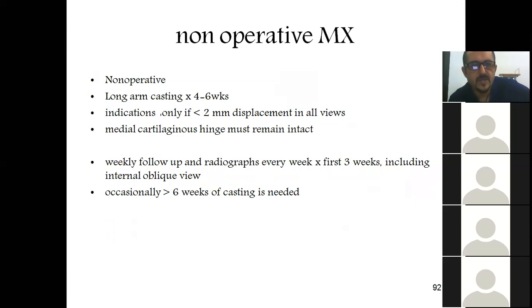Rarely do you do non-operative management for these fractures. You put a long arm cast for four to six weeks, and only in cases where there is less than 2 mm of displacement in all views and there is a medial cartilaginous hinge, meaning type 2. You do weekly follow-up, weekly radiographs for 3 weeks, including the internal oblique view. And the casting may need to be more than 6 weeks.